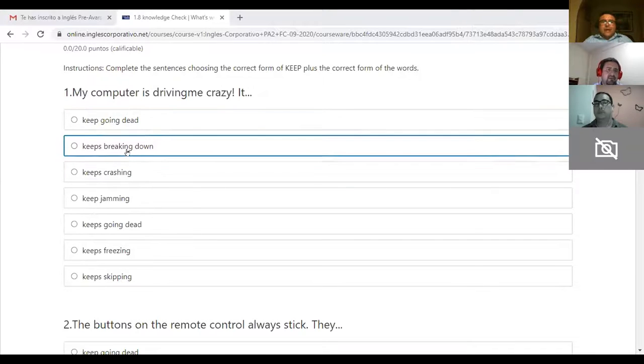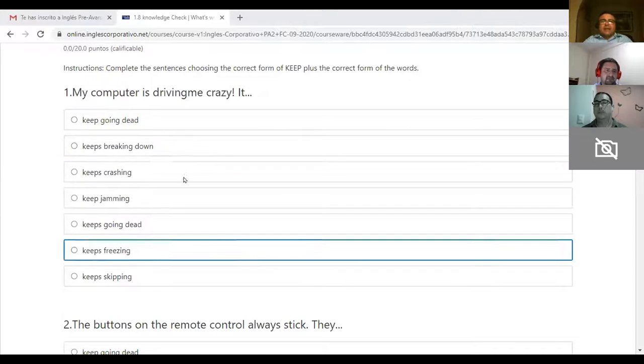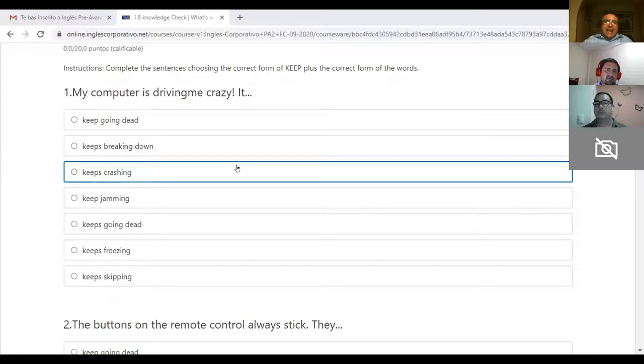What is the form? How do you say, el carro sigue haciendo ruido? The car keeps making noise. So whenever you want to express a problem, you will use the word keep plus the ing form of the verb. How do you say, el televisor se sigue apagando?